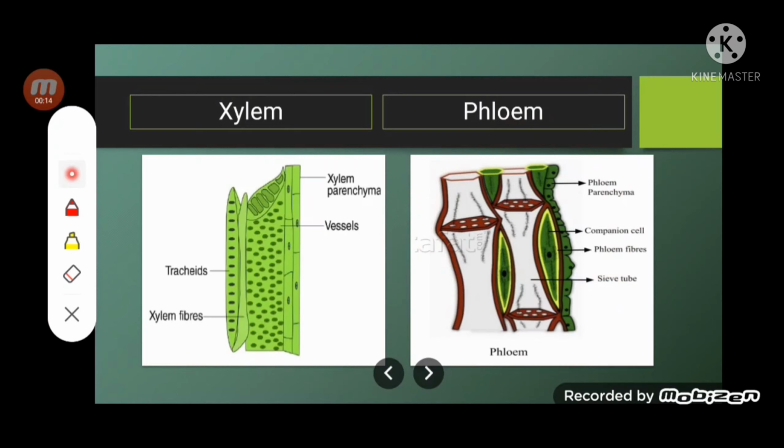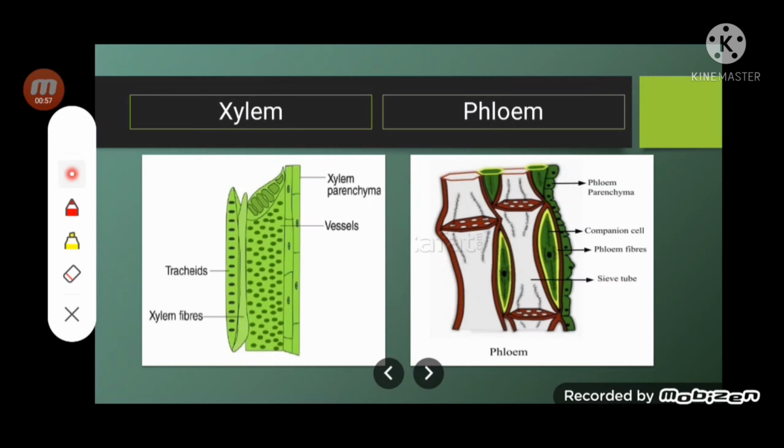So, xylem consists of xylem parenchyma, xylem vessels, tracheids, and fibers. So, what about these xylem vessels? They consist of a series of cells which are joined together and form a long tube. Tracheids are long and narrow cells which are tapered at the ends. Xylem fibers provide strength to the xylem tissue.